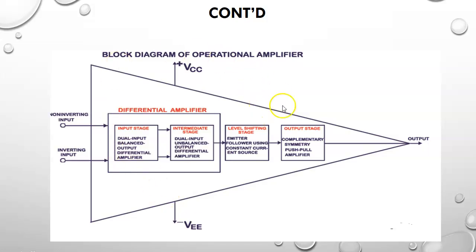This is the overall block diagram. This is the symbol of opamp IC741. In this symbol, internally in the IC chip, these are the 4 stages: input stage, intermediate stage, level shifting stage, and output stage. In each stage, the following circuits are integrated in the IC. Therefore, 4 electronic circuits are integrated in the IC chip IC741.